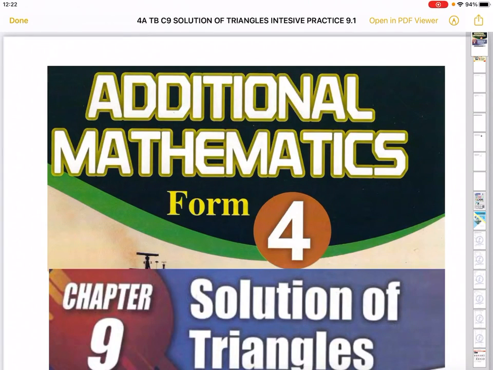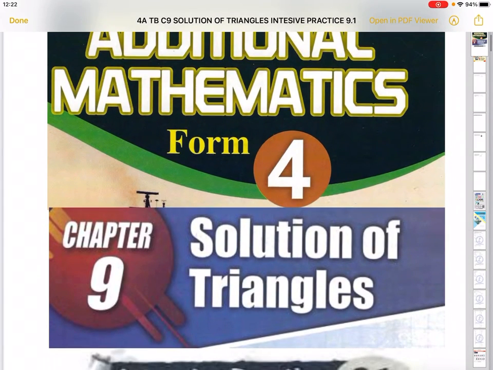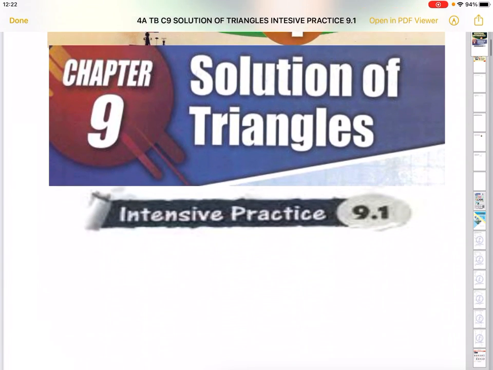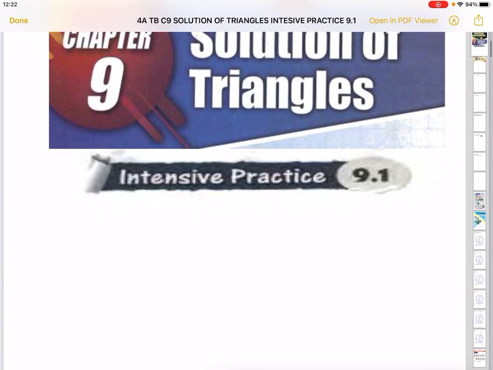Hi guys, this is Additional Mathematics Form 4, Textbook Chapter 9, Solution of Triangle Intensive Practice 9.1 question.